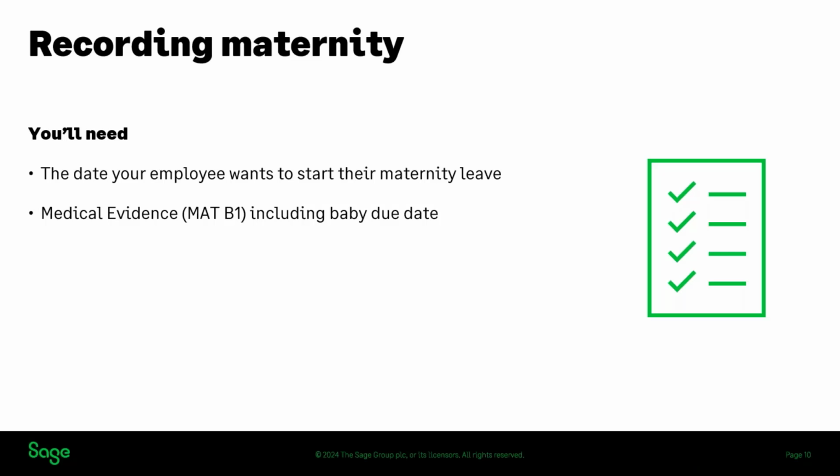But there's a couple of things that you'll need in order to record the maternity details. So number one, you'll need to know what date your employee wants to start their maternity leave, because you'll be entering their last day of work, so the day before that date. And you'll also need the medical evidence. It's usually the MAT B1 certificate that confirms the baby's due date. So as long as you have that information, you do have everything you need to set up the payment. So let's now take a look at how you do that in the program.